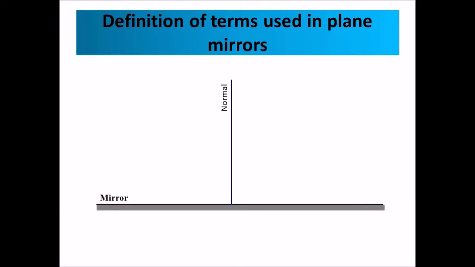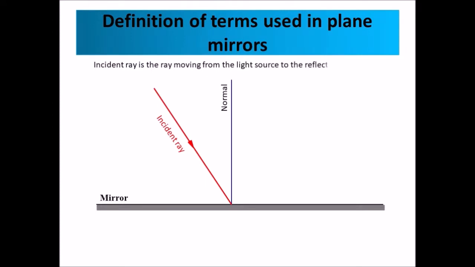Now, the point of incidence is the point where the incident ray strikes the mirror. So consider an incident ray striking a mirror like that. So what is the incident ray? The incident ray is the light ray moving from the light source to the reflecting surface.